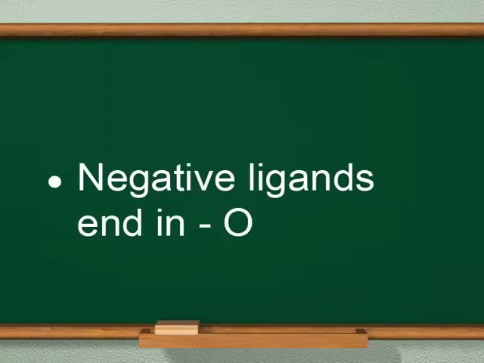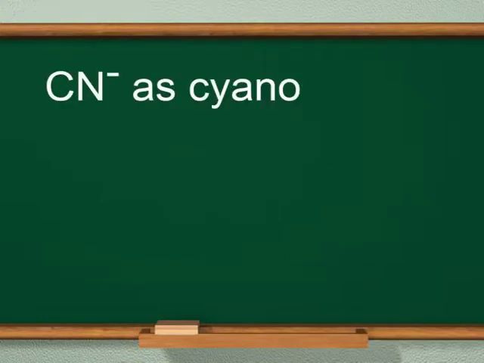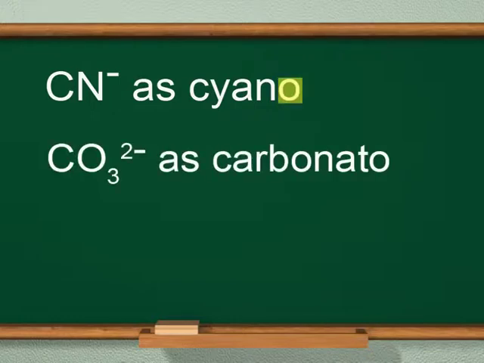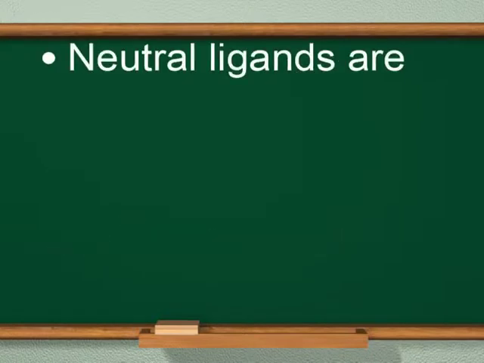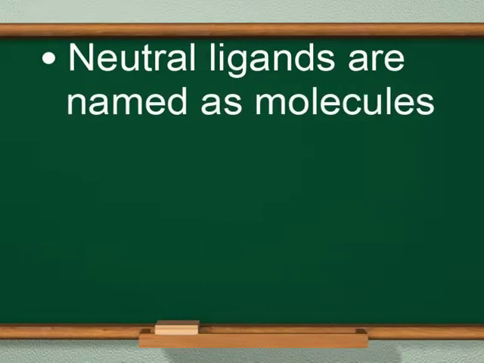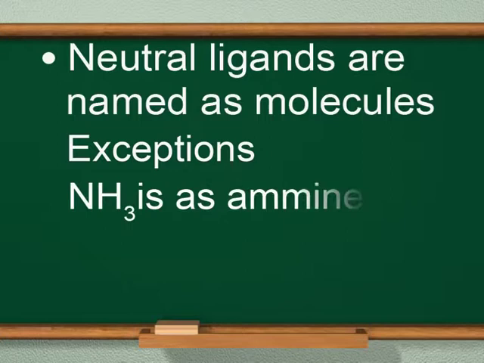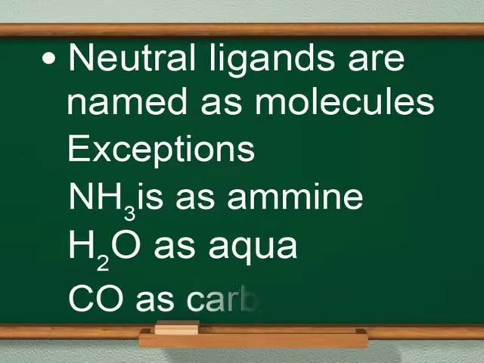Naming of ligands. Negative ligands end in o. Let us take an example. Cyanide, that is CN-, is written as cyano. Carbonate, that is CO3 2-, as carbonato. Sulfite, SO3 2-, as sulfito. Neutral ligands are generally named as molecules, with certain exceptions like ammonia NH3 is written as ammine, water H2O as aqua, carbon monoxide CO as carbonyl, etc.